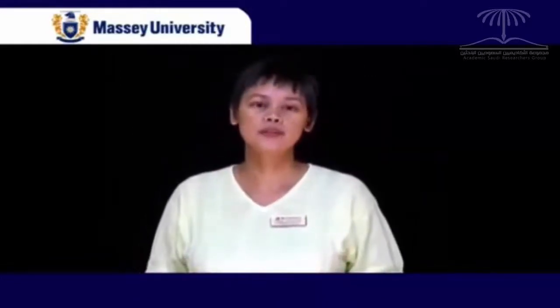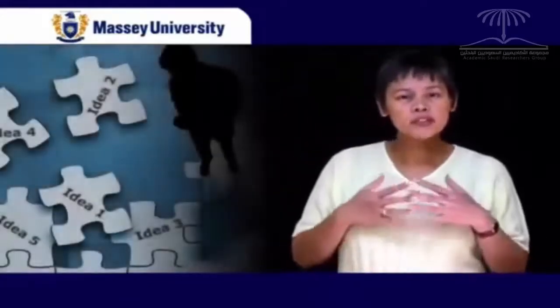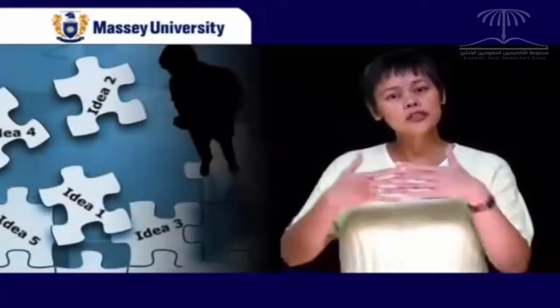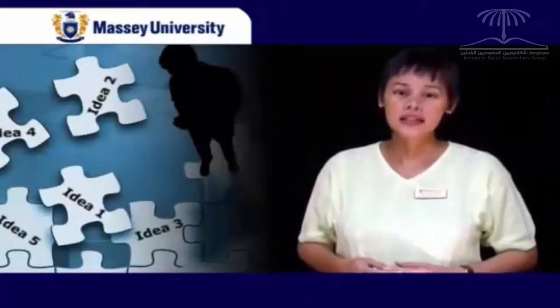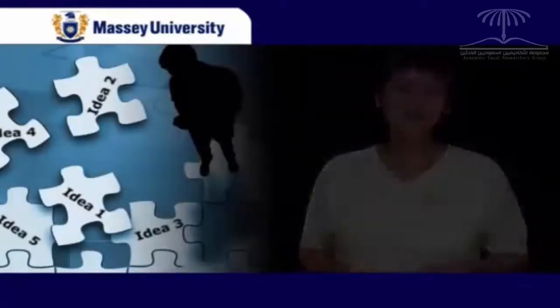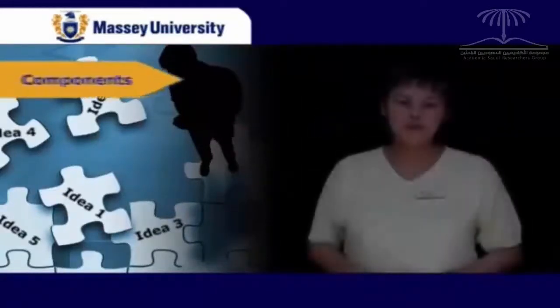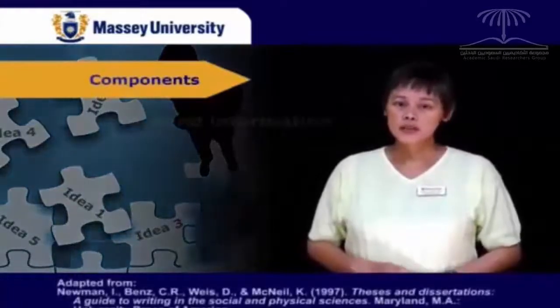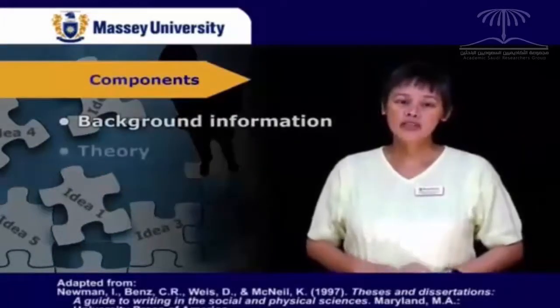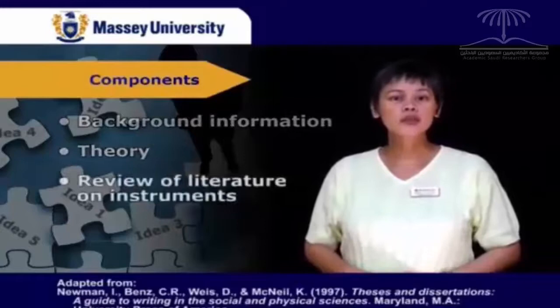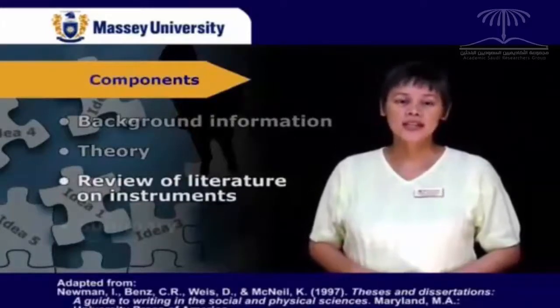Synthesize the information into a cohesive whole. By cohesive, we mean that the ideas fit together clearly in a way that readers can easily follow. In other words, the ideas are arranged in a logical manner. Let's first look at the basic components in a literature review. These are general background information, theory, review of the literature on the instruments, and summary.